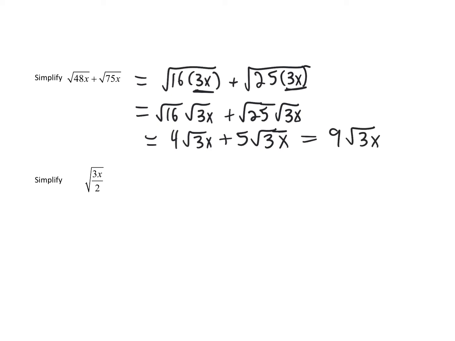Now the second example is something you'll see quite often. We want to rationalize the denominator. We don't like that root in the denominator. Okay, this is the same as root 3x over root 2. And if we multiply both top and bottom by root 2, this will give us root 6x over root 2 squared, or root 4, or just 2.